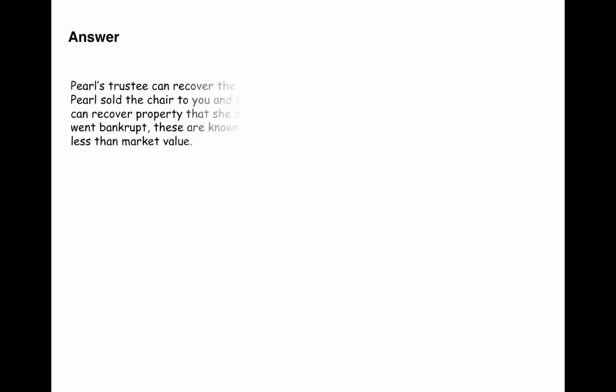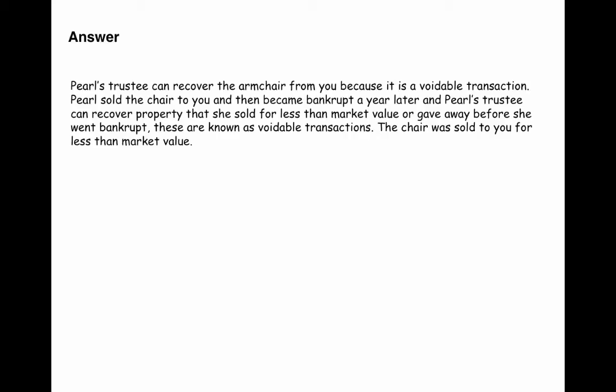Here's another answer. Pearl's trustee can recover the armchair from you because it is a voidable transaction. Pearl sold the chair to you and then became bankrupt a year later, and Pearl's trustee can recover property that she has sold for less than market value or gave away before she went bankrupt. These are known as voidable transactions. The chair was sold to you for less than market value. This answer is better in that it at least focuses upon the correct area of law, bankruptcy law. It's still not a very good answer.